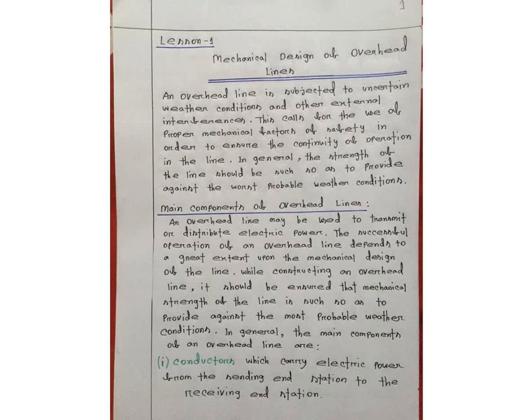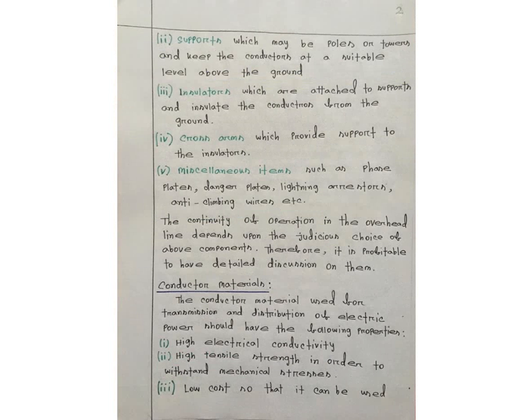conditions. So main components of overhead line: if we want to make an overhead line, we have to arrange some components. The main components are given here. Conductor is the main component. Then we have to give support, which is the main factor here. Insulator, we have to attach it, insulator with support, and cross arm.